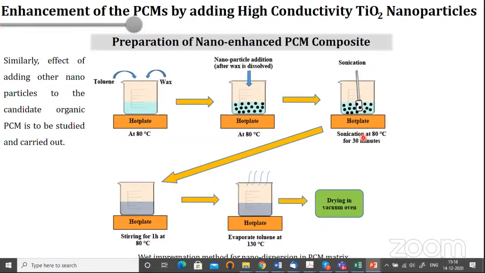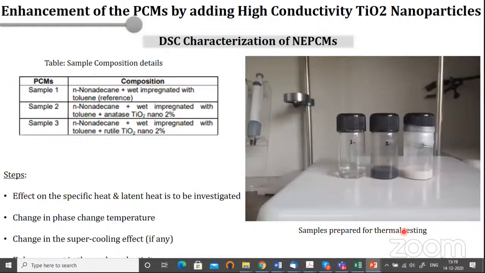We sonicate for nearly half an hour, and then again stir it for nearly 1 hour, maintaining the hot plate at a temperature where the material is liquid. Once it is liquid, we further heat it, and because toluene is present, the toluene gets evaporated. Now we have titanium oxide nanoparticles mixed in the phase change material, which is then dried in a vacuum oven. So this is how we construct the nano enhanced phase change material.